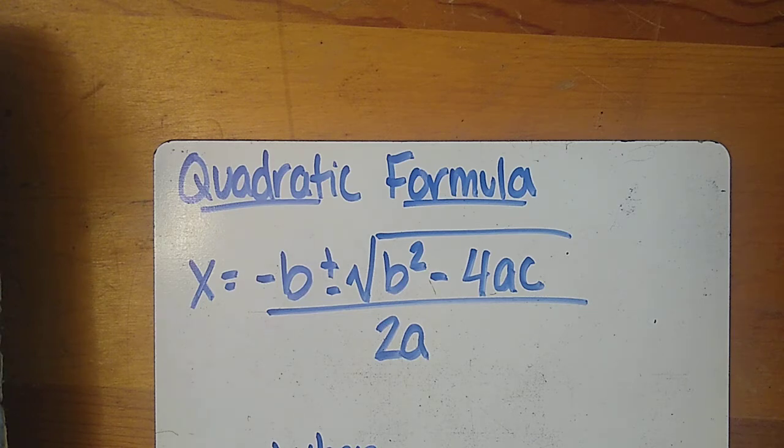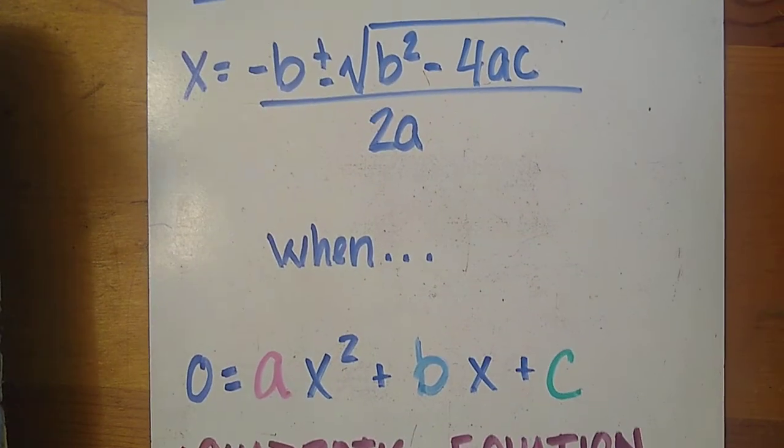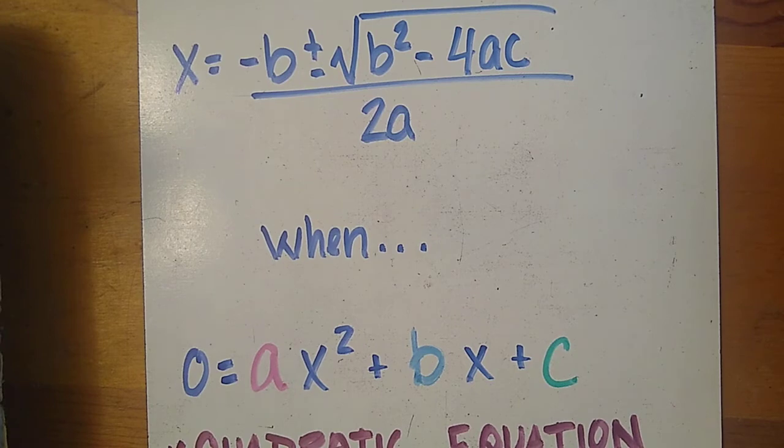So, quadratic formula right here in front of you: x equals negative b plus or minus the square root of b squared minus 4ac all over 2a. Well, okay, cool. What's it for? So the quadratic formula is used to solve quadratic equations. So you can use this to solve equations where 0 equals ax squared plus bx plus c.